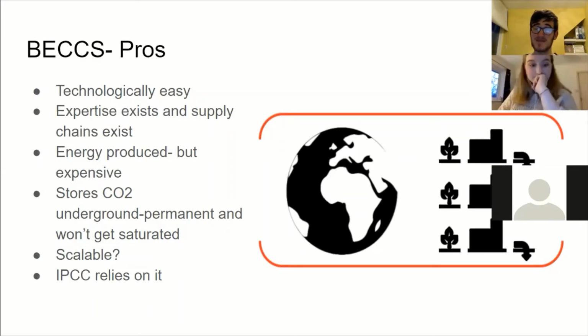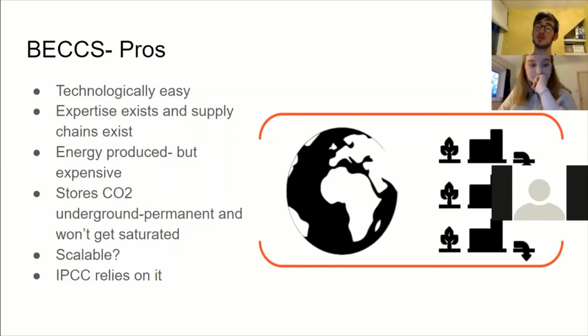It's technologically very easy to carry out compared to some of the other ones. I'm not saying the expertise exists to carry this out. People know how to run power stations. People know how to grow crops. People know how to store carbon dioxide underground. And the supply chains to do this exist somewhat. We can get crops from one side to the other of the world. Like, it's not going to be impossible to do this.